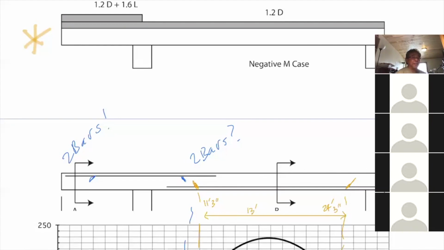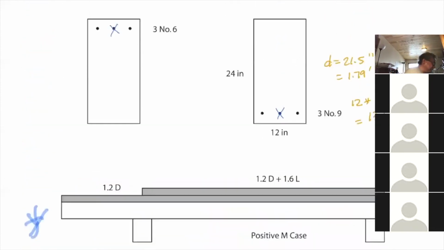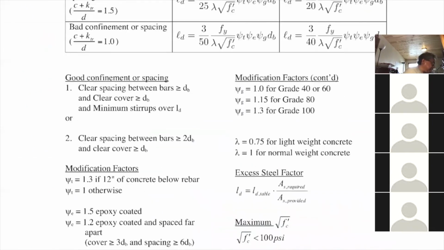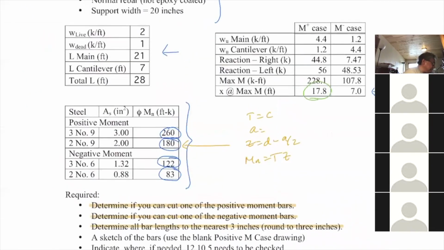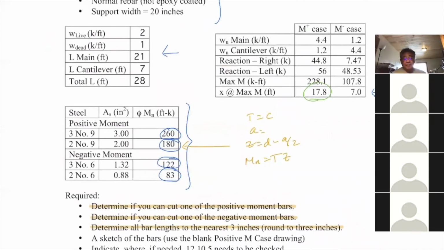Let's repeat this for the negative moment and then see what we get. We'll stop at 10:50, and if we don't finish, we'll finish this on Wednesday. Okay. So the negative bars are number 6s, so that's going to affect the development length. And if you cut one of the number 6s, you go down to 83. Okay, so 122 is the full strength, 83 is the reduced strength. 122 and 83.